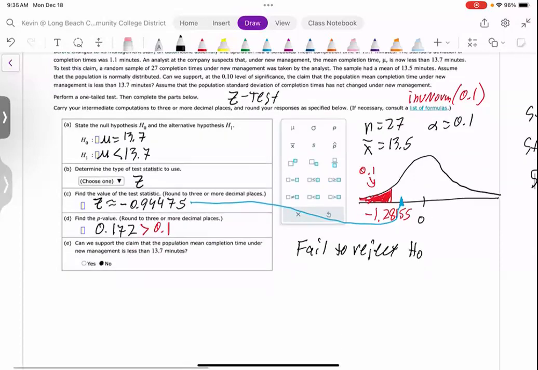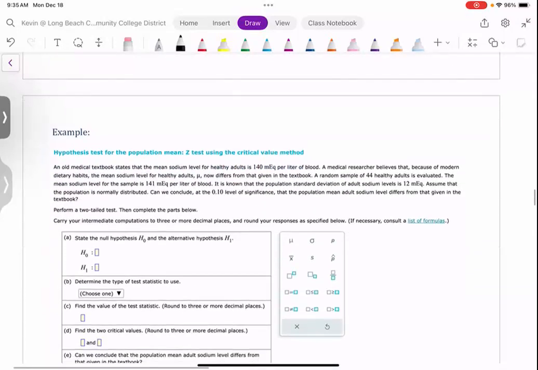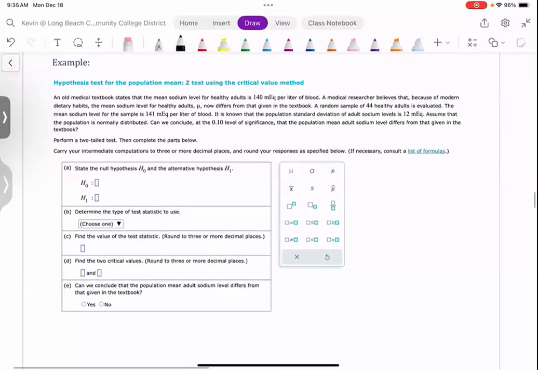So let's do another one. An old medical textbook states that the mean sodium level for healthy adults is 140. So that's going to be our null hypothesis. Milliequivalents per liter of blood. A medical researcher believes that because of modern dietary habits, the mean sodium level for healthy adults, mu, now differs from that. Now, when it says differs, that's code for us that it's not equal to 140, which means we're going to have a two-tailed test.